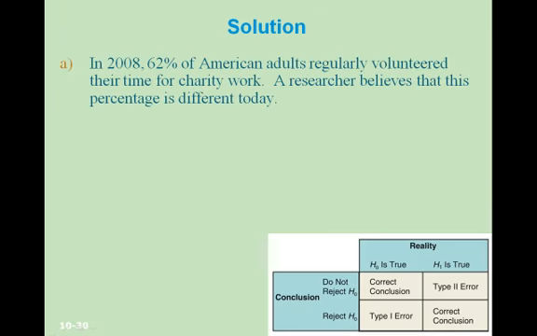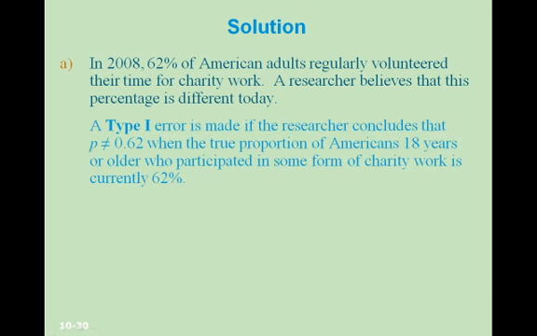So remember that a type 1 error occurs when we reject the null when it was actually true. So a type 1 error is made if the researcher concludes that the proportion is not equal to 0.62 when the true proportion of Americans 18 years or older who participated in some form of charity work is currently 62%.